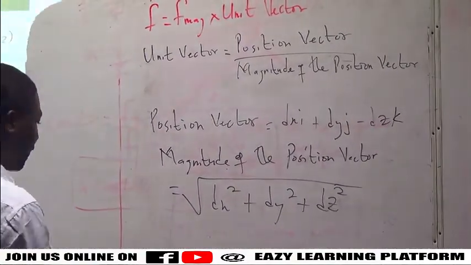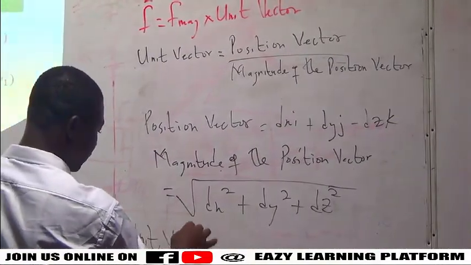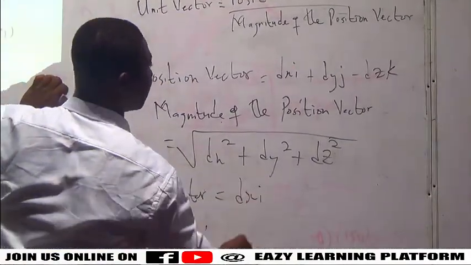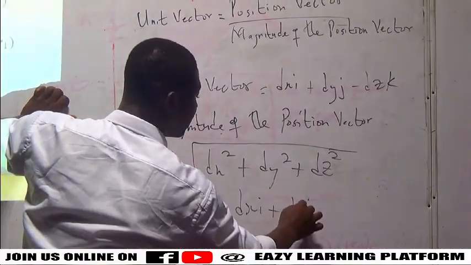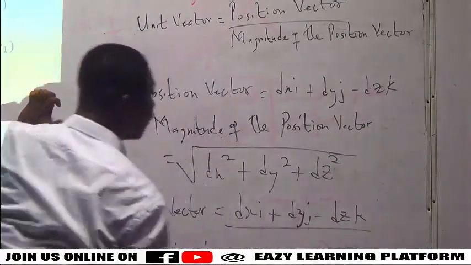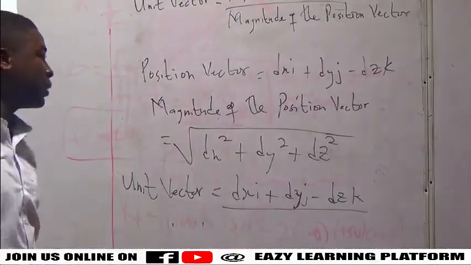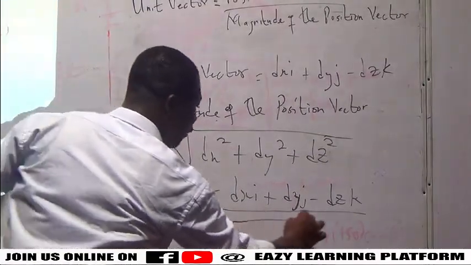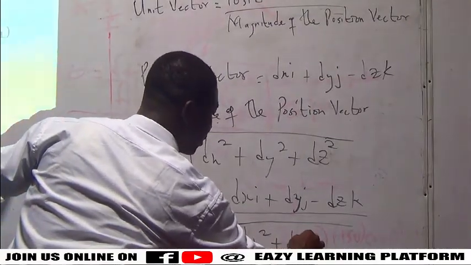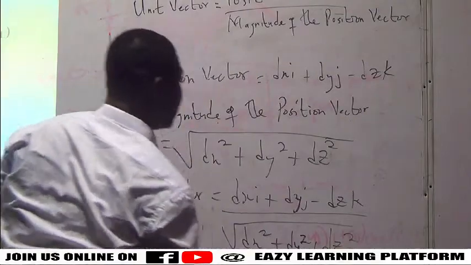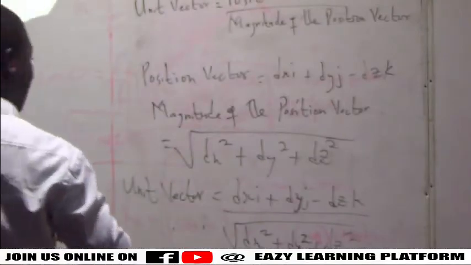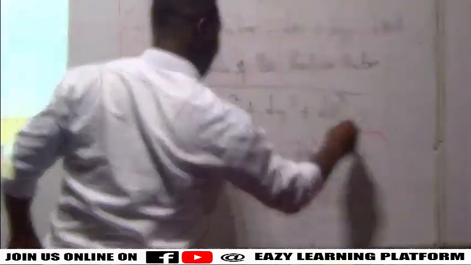So to find the unit vector, we have the position vector, which is dxi plus dyj minus dzk, all over the magnitude of the position vector, which is the square root of dx squared plus dy squared plus dz squared. And this will give us the unit vector.